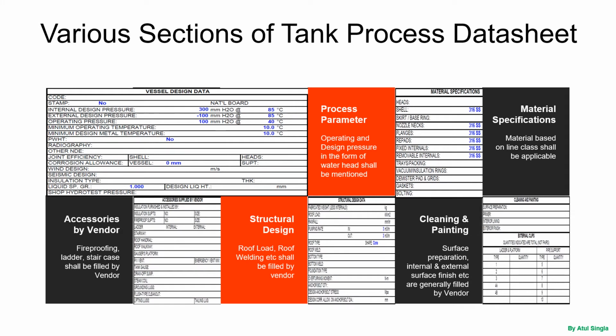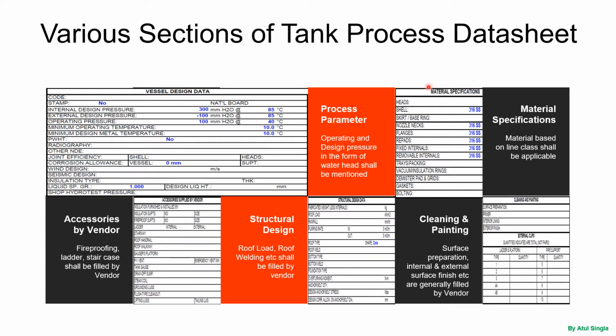So let us look at various sections which will be there in any tank process data sheet. This section we just discussed, vessel design data, where various pressures are mentioned in the form of water head. Temperatures are there based on the process conditions. Liquid specific gravity is mentioned. So this is the basic process data.